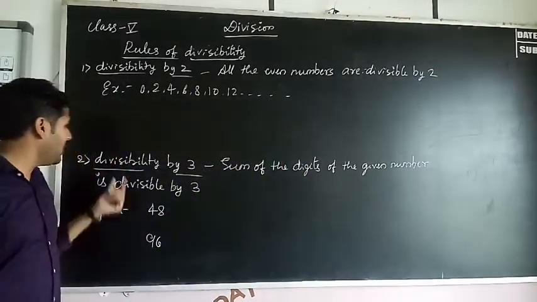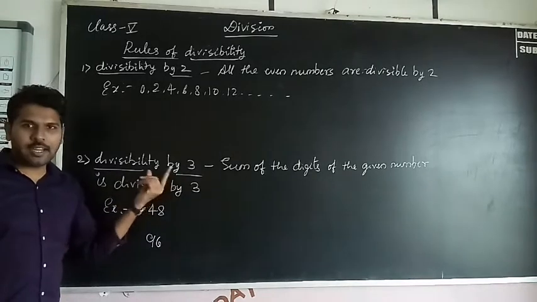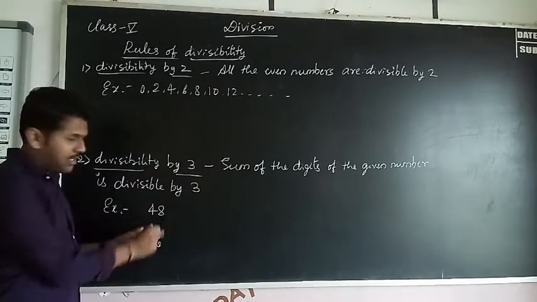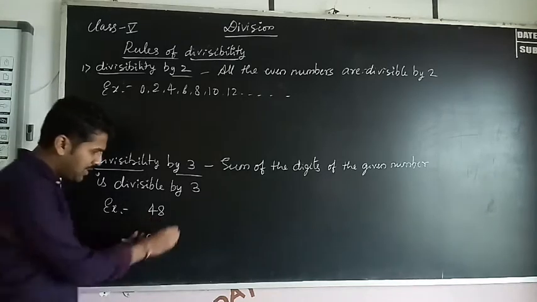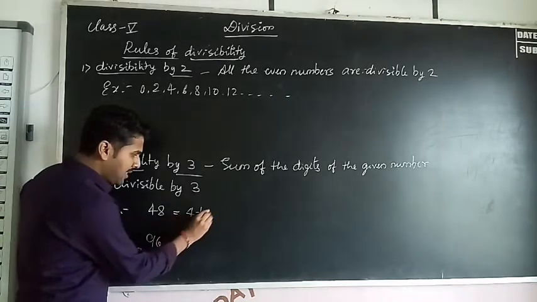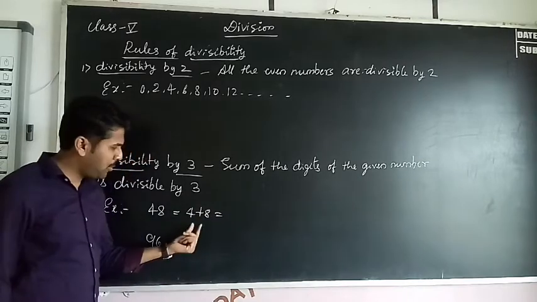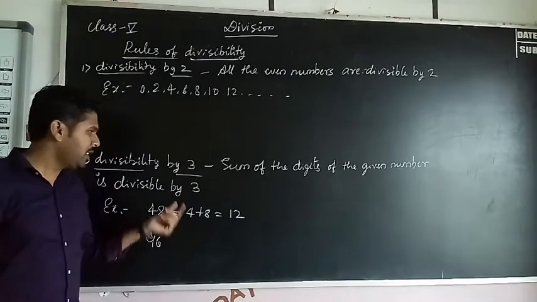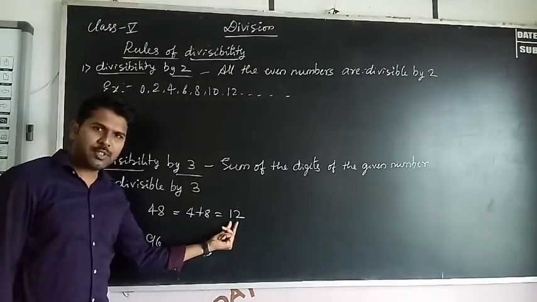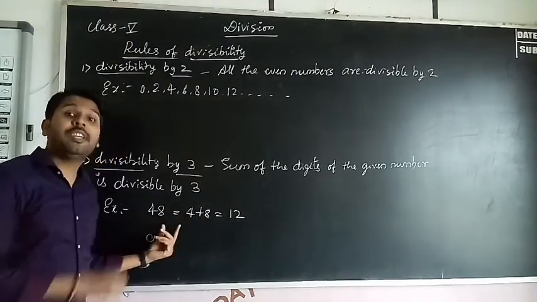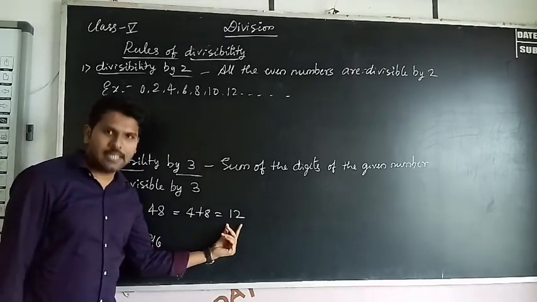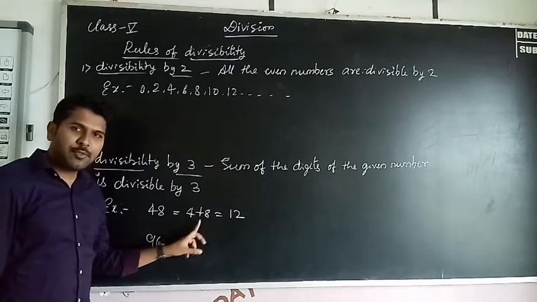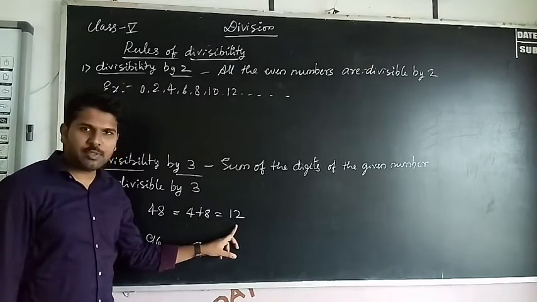Next, the second one, divisibility by 3. One number is there, this is 48. Sum of the digits means 4 plus 8, 12. So is 12 divisible by 3? How to check that? 3 4s are 12, yes. So the sum of the digits of the given number should be divisible by 3. So here 48 is there, just check it. Add the digits: 4 plus 8, 12. 12 is divisible by 3.